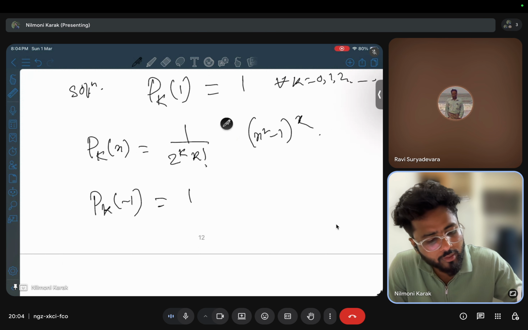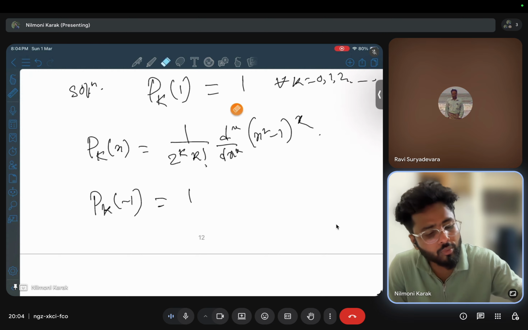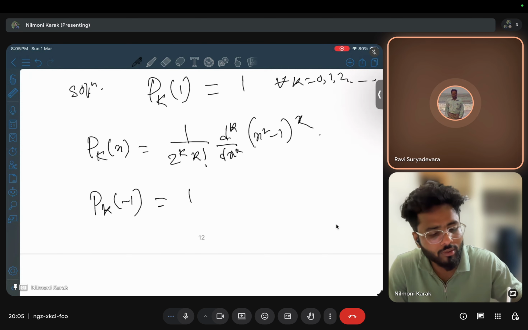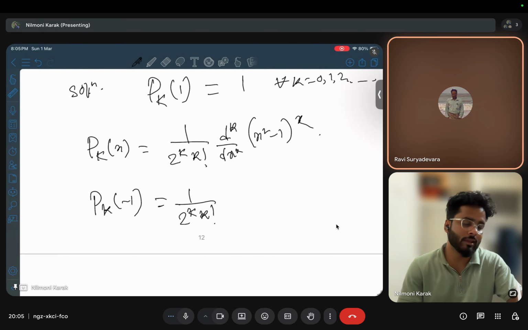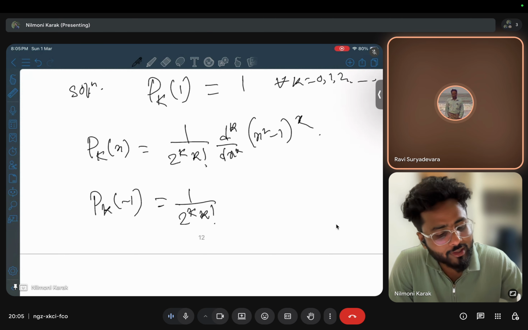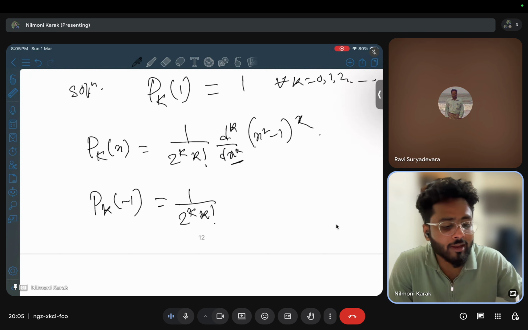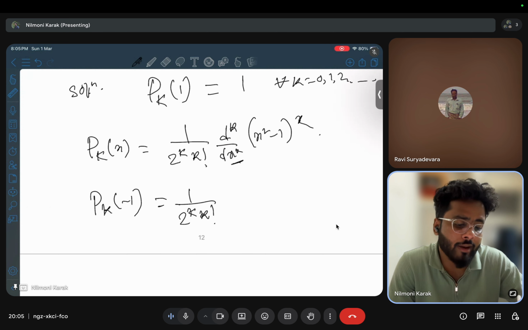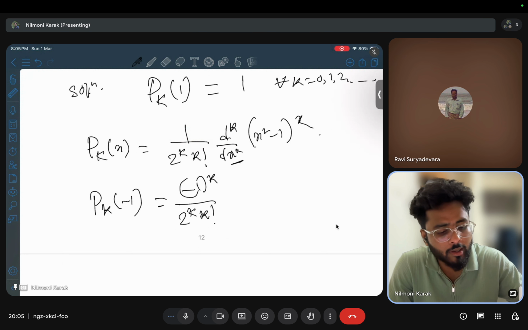So that's why we should write it like this. You are putting minus 1 directly here, so that's why you are getting 0. You cannot do that, but you can put it here only. So minus x means minus 1 to the power k will come, and the remaining things should be the same.